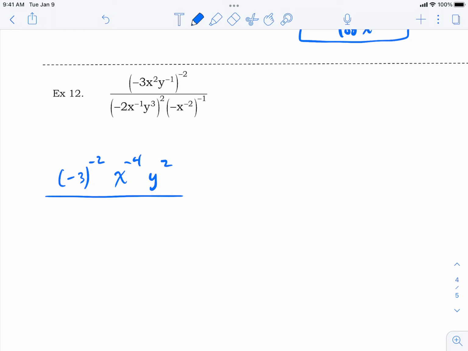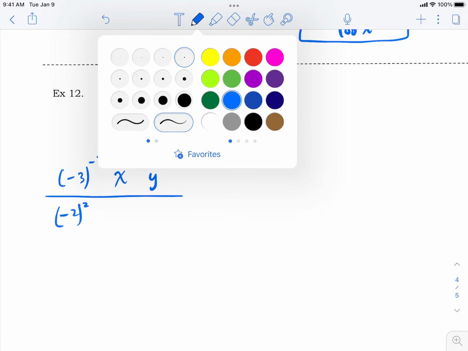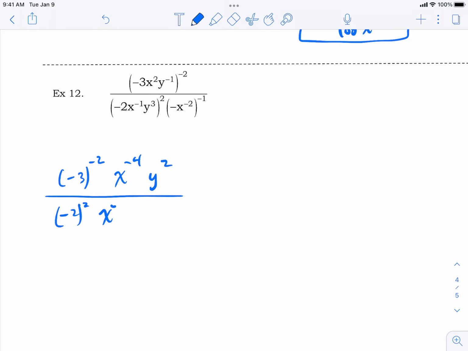On the bottom, I've got the negative 2 being squared. Let's make that look like a real square. Negative 2 is being squared. This x to the negative 1 times 2, so I multiply the negative 1 times 2, I get a negative 2 there. X to the negative 2. Y to the, I'll multiply the 3 times the 2, I got a 6. Okay, cool. So far, so good.